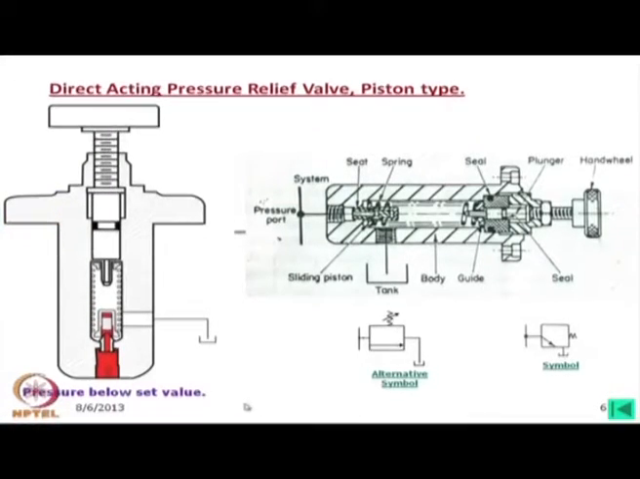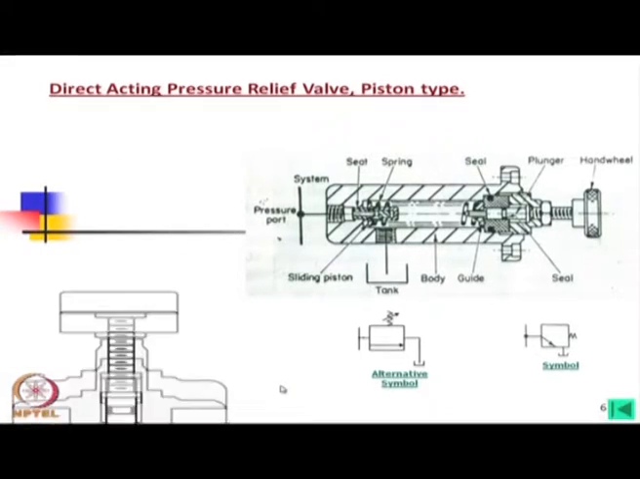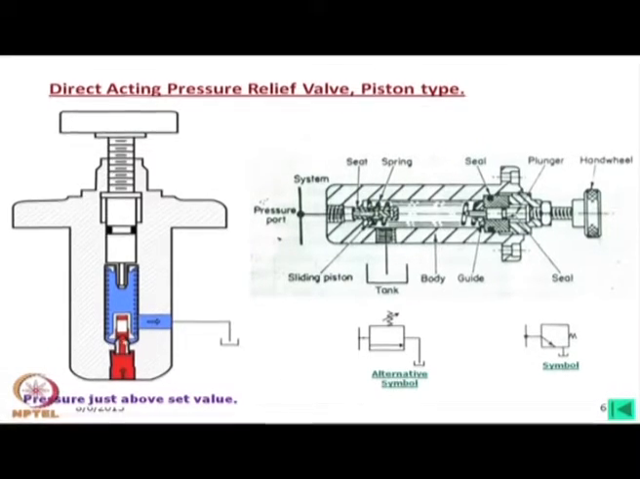Now, if I look into this colored figure, when the pressure is below the set value, as you can see this is the piston type and this is another orifice. This orifice is put here, and then this is the piston, and when there is a rise in pressure, then it will open and oil will flow through this and it will go to the tank.